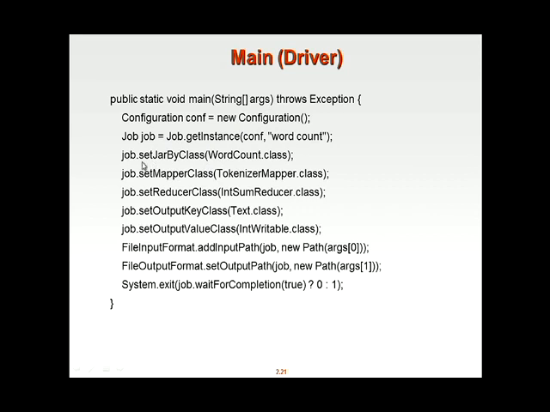Next, we need to use this job object to do all the configurations for your task, such as what is the jar class name for your jar, and what is the map class, reduce class, output key class, output value class, and input path, output path. The input path is provided in the parameters of the main function, and the output path is also obtained from the parameters of your main function.